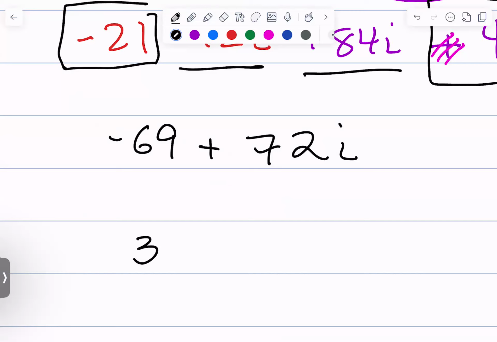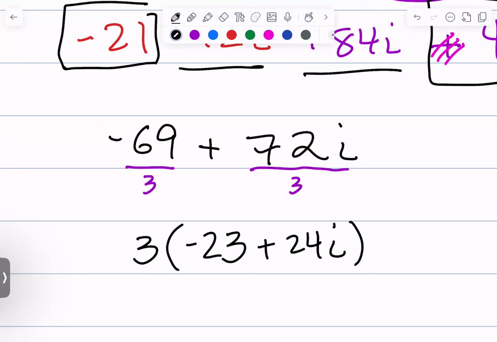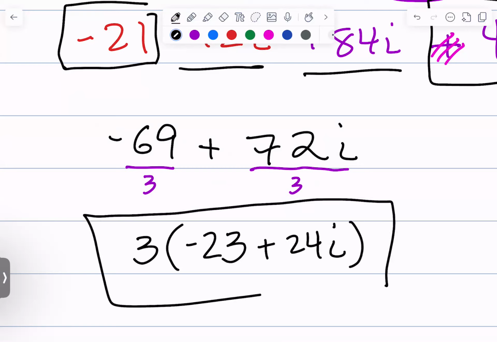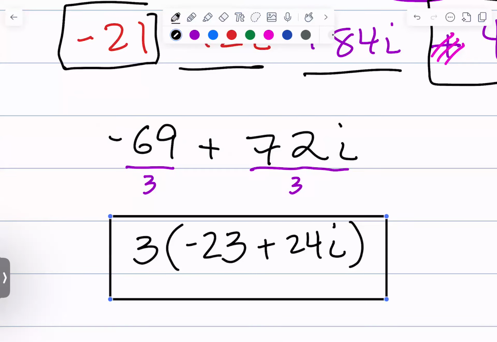Three. So I can essentially divide this by 3. What is 69 divided by 3? 23. And if I divide 72i by 3, I would get 24i. Yeah, that would be my answer.